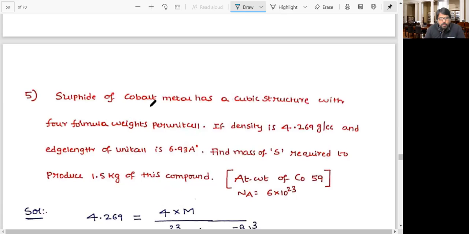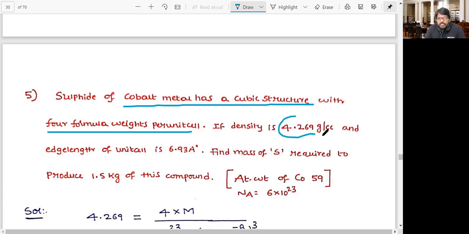Sulfide of cobalt metal has a cubic structure with 4 formula weights per unit cell. We don't know whether it is a zinc blende or a NaCl type, but here he clearly mentioned 4 formula weights, so 4 ionic pairs are present. And the density of that solid is given, that is 4.269 gram per cc. And the edge length is also given, that is 6.93 angstroms. Straight away, the edge length is given.